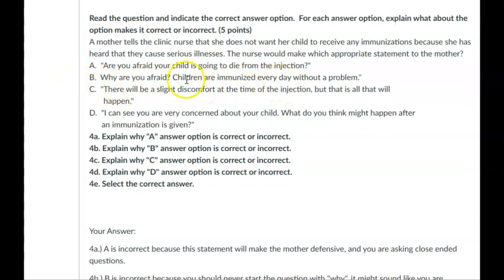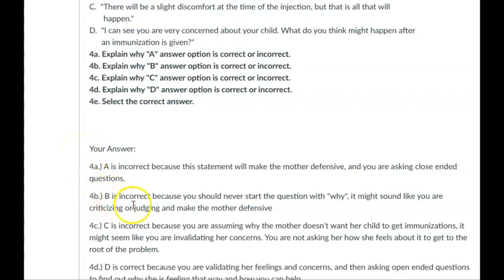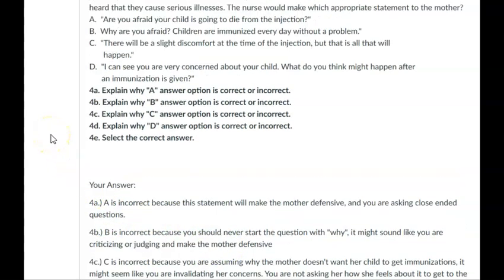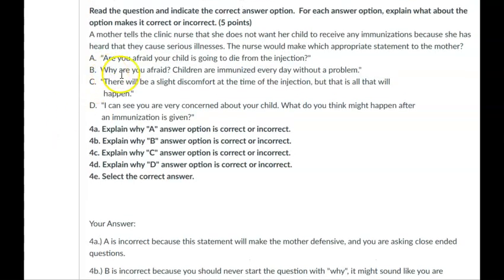B, why are you afraid? Children are immunized every day without a problem. The student put B is incorrect because you should never start the question with why. It might sound like you're criticizing or judging or making the mother defensive. And that's correct. We don't use why questions, W-H-Y, because they can make the patient defensive.